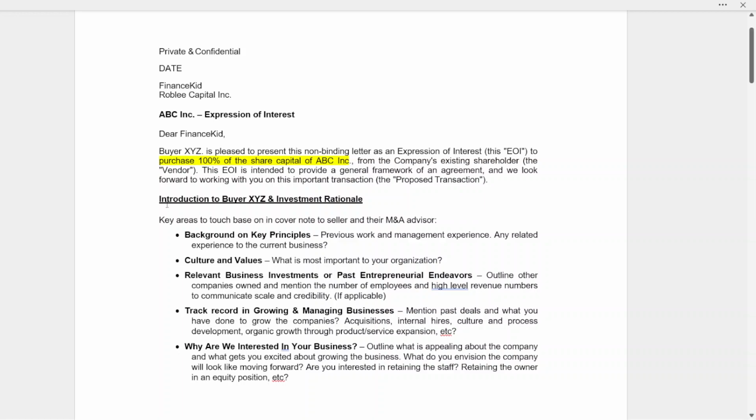Now, in the second section here, this addresses the background. And so I've broken down the key areas of focus for most executive summaries that I see from buyers. And these are the 5 topics that I look at. The first is the background on principals.